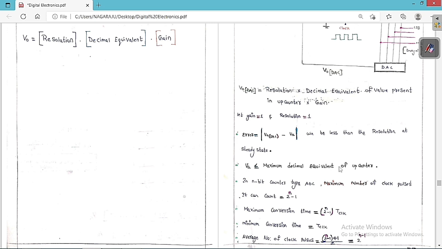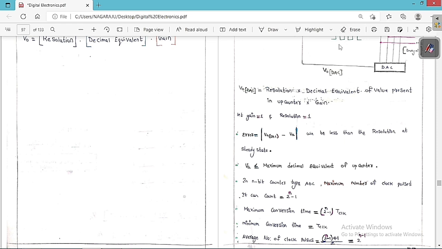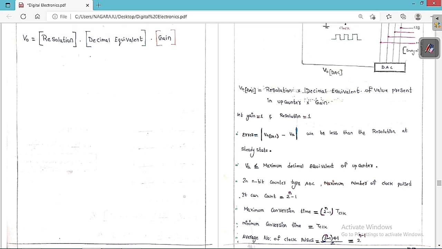Very simple. If VA is greater than the maximum decimal equivalent of the up counter, then V0 DAC will always be lesser than VA. So the output of the op amp will always be plus V reference, and therefore you cannot get the result. So VA should always be less than or equal to the maximum value. Then only V0 DAC can be greater than VA, and then only we are going to get the output of the op amp as 0.